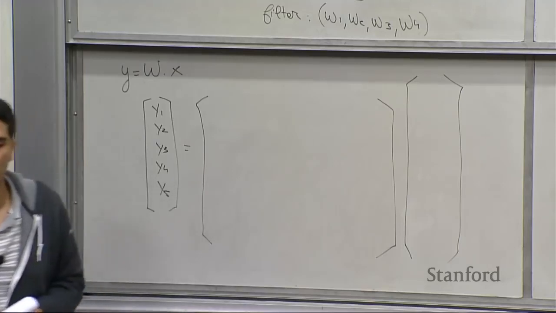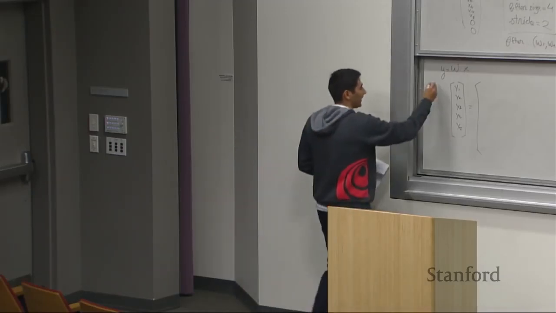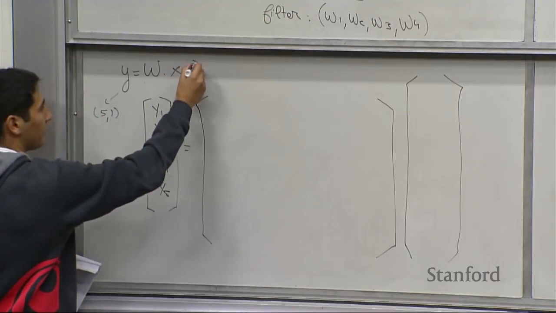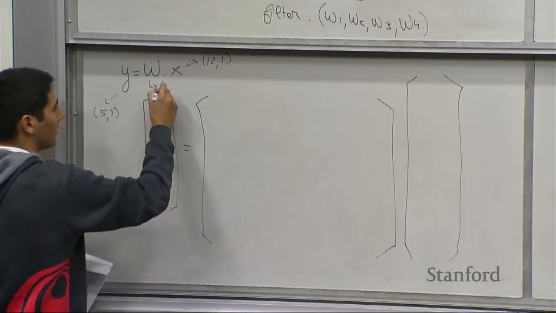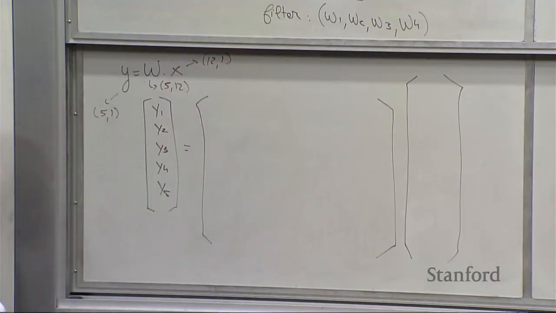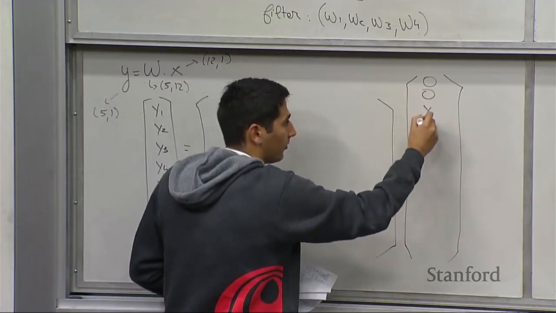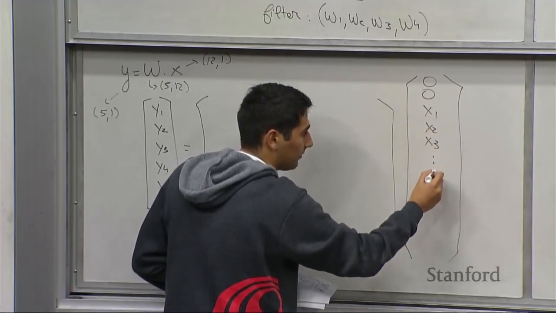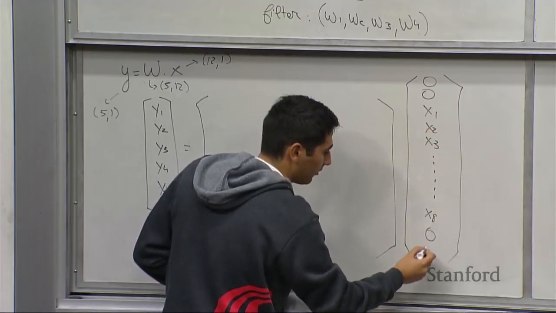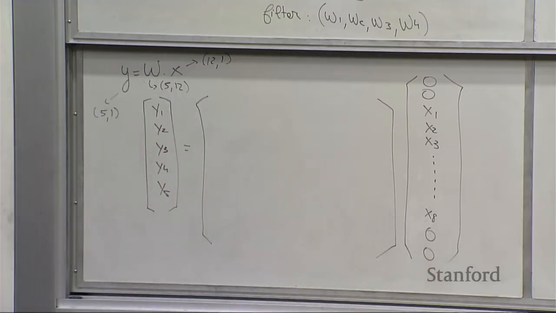So first question is, what do you think will be the shape of this W matrix? 5 by 12, correct. We know that y is 5 by 1 and x is 12 by 1. So, of course, W is going to be 5 by 12, right? So now, let's try to fill it in. The x vector is 0, 0, x1, x2, x3, and so on up to x8, 0, 0. Can you guys see in the back? Yeah? Okay, cool.